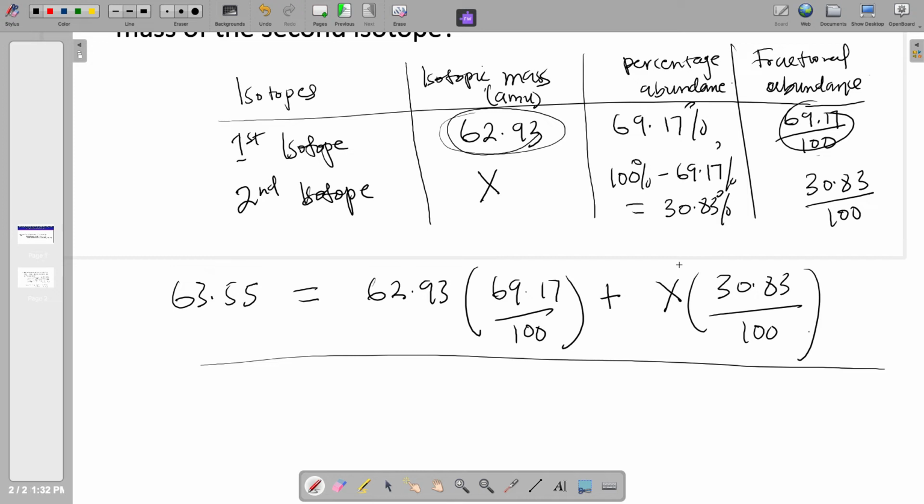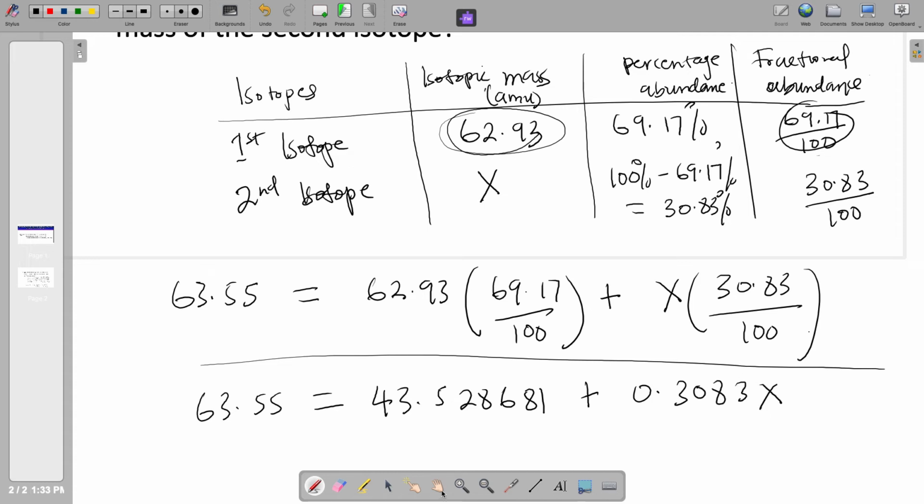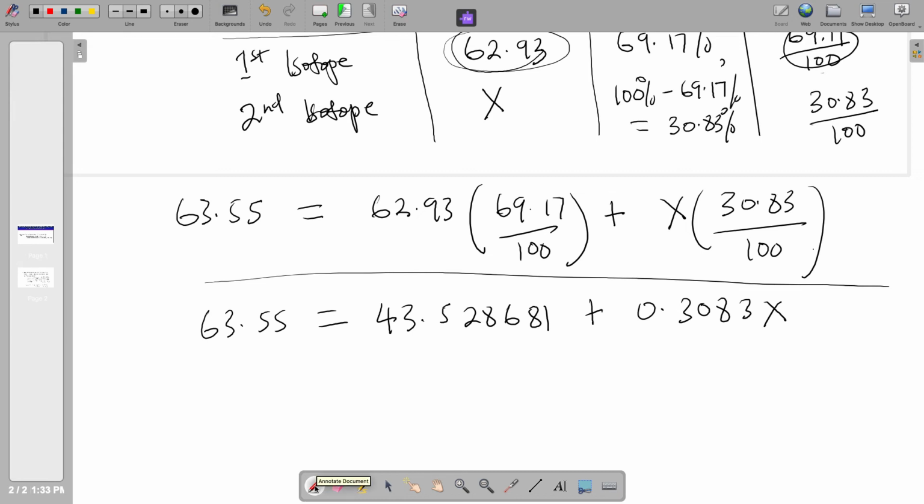So basically, we'll do 63.55 equals, if you multiply 62.93 by the result you get by dividing 69.17 by 100, you get 43.528681. Then plus, if we divide 30.83 by 100 multiplied by x, you get 0.3083x. So you see, that is what we have. So now what you need to do is, this is a linear equation that we can solve. As you've seen, this number is with x, but this number has no x, and this number has no x. So we bring like terms together.